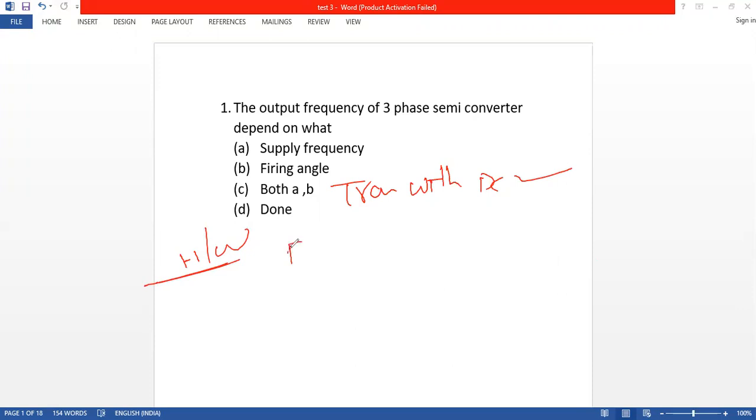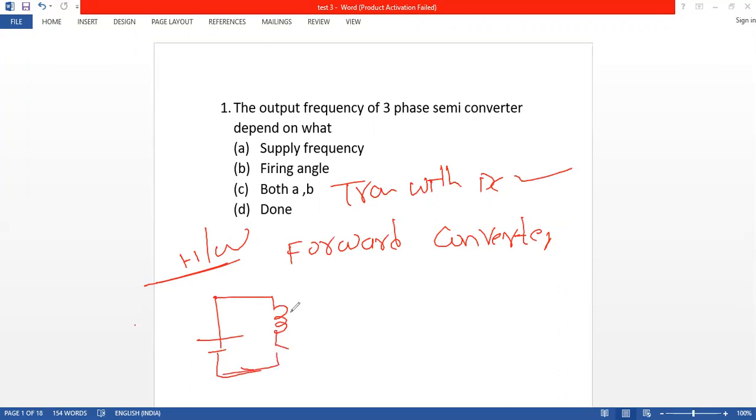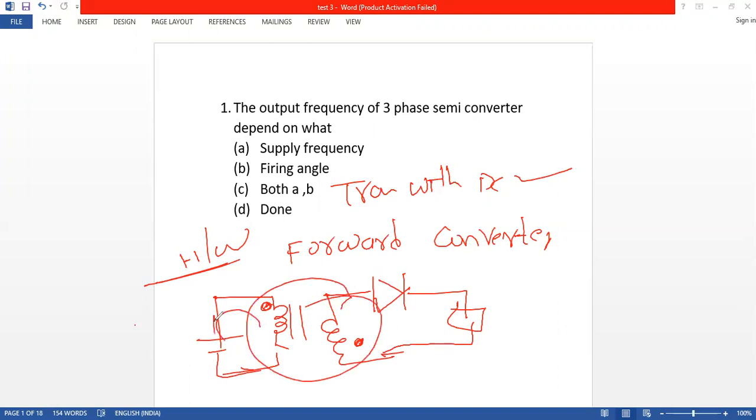Type and search forward converter, flyback converter. See here, on DC the transformer is operating. I have discussed it in the class. Whoever attended my class, in the next video I will take a separate video. It is long, so right now I am not going in depth. See, this is a dot, this is a dot. This is a forward converter. Take it as homework and just see how the transformer is operating with a DC source.